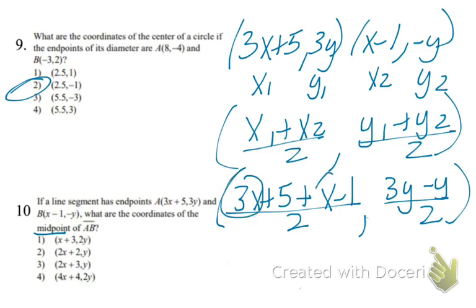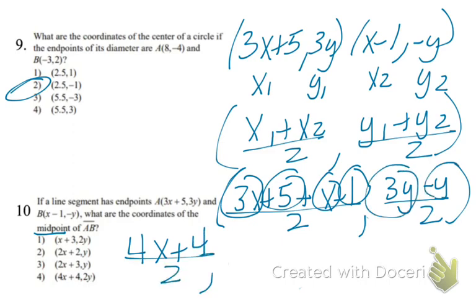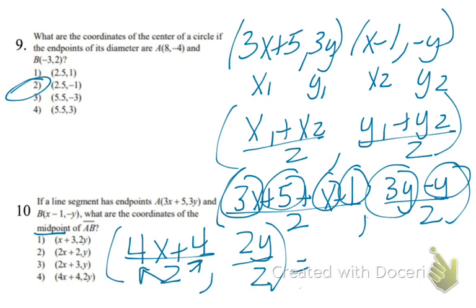So 3x and 1x is 4x, and 5 minus 1 is 4. And 3y minus 1y is 2y. And that doesn't match any of the choices, and that's because it's simplified. So for the x-coordinate, you can divide this 2 into both terms, and that will give you 2x plus 2. And for the y-coordinates, the 2's cancel, and that leaves you with a y, and so therefore the answer is choice 2.